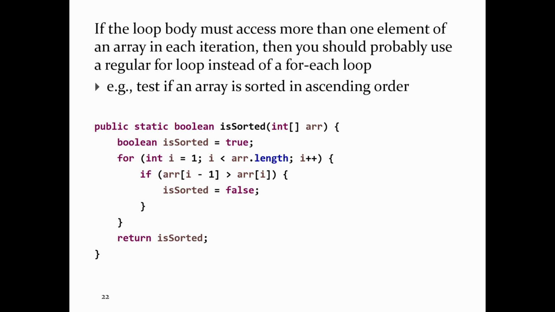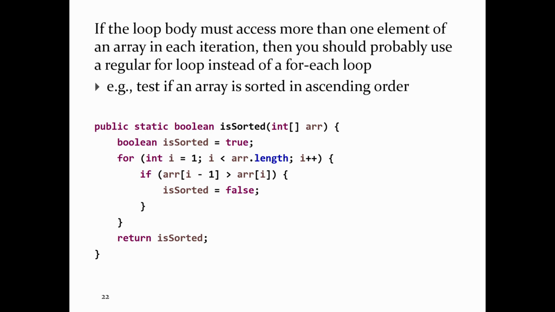So to test if an array is in sorted ascending order, so from smallest to largest, you want to look at the first and second elements of the array and check if they're in the correct order. If they are, you want to look at the second and third elements of the array, and so on and so on and so on.